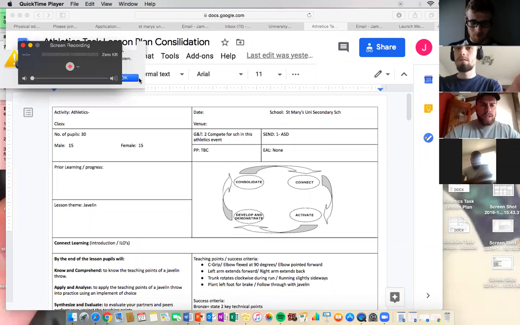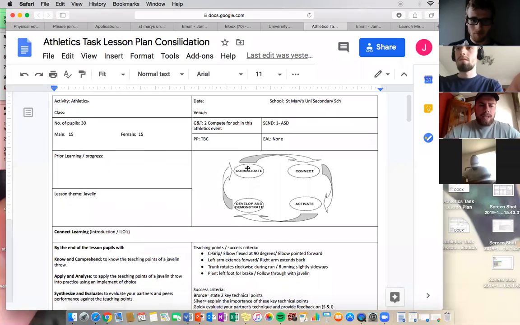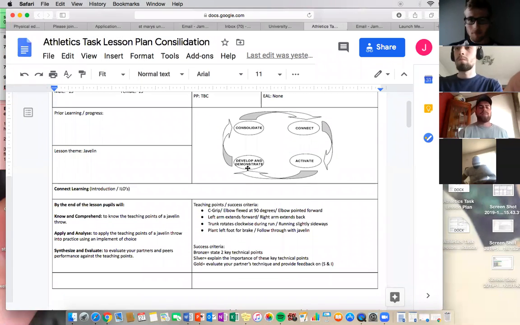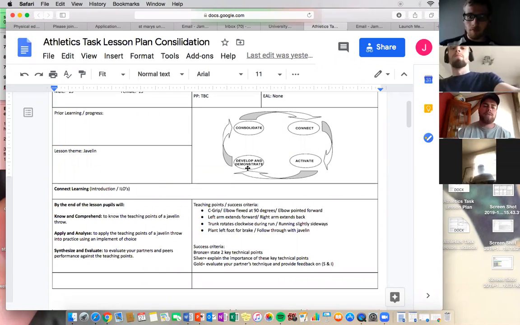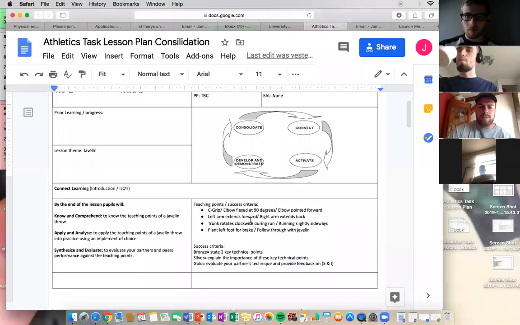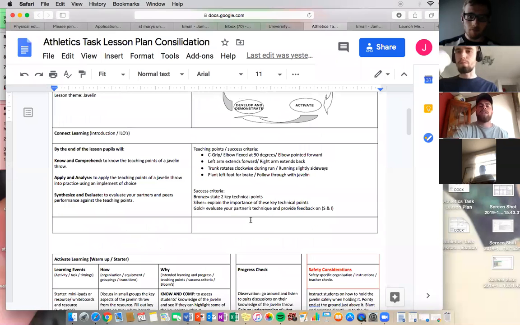Okay. Right, so in our lesson plan, we were looking at Javelin. So basically looking at our learning objectives. They were quite basic, just getting to know the teaching points of a javelin throw, to apply the teaching points of javelin throw into practice using implemented equipment of choice, and then to evaluate your partners and peers' performance against the teaching points.